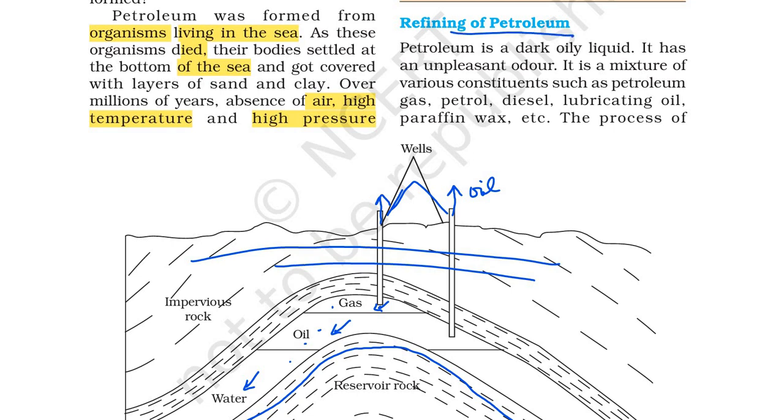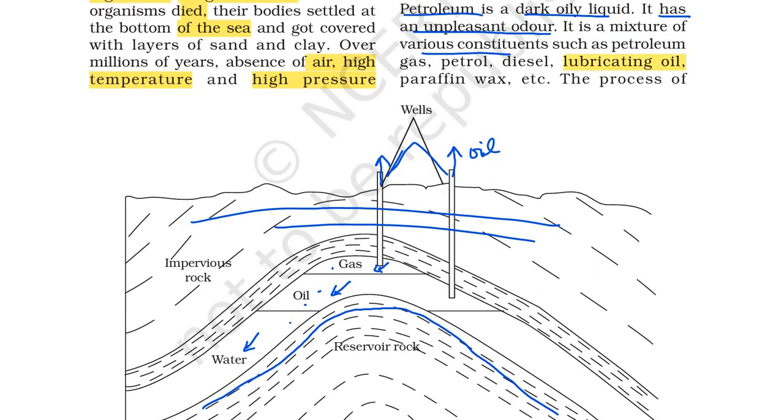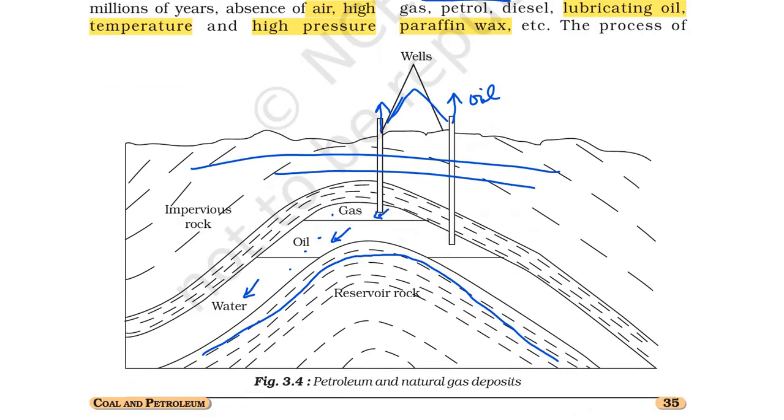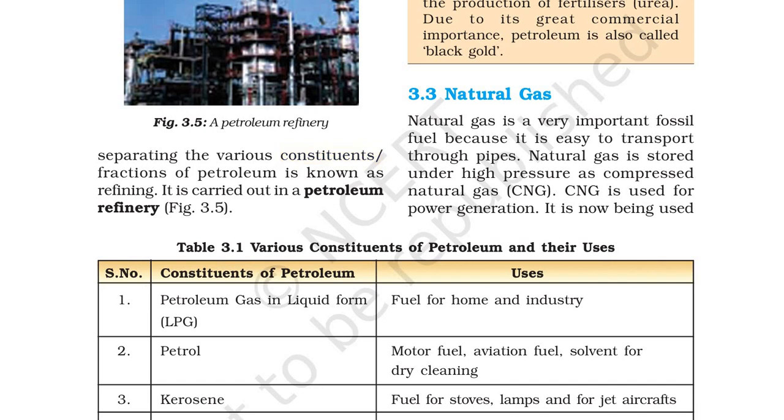Actually, petroleum has many impurities in it, or you can say petroleum has many constituents in it. So therefore we need to obtain different things from the refining process. So as we know, petroleum is a dark oily liquid. It has a very unpleasant odor. It is a mixture of various constituents like petrol, diesel, lubricating oil, paraffin wax. So the process of separating the various constituents, as I told you that petroleum has all these constituents.